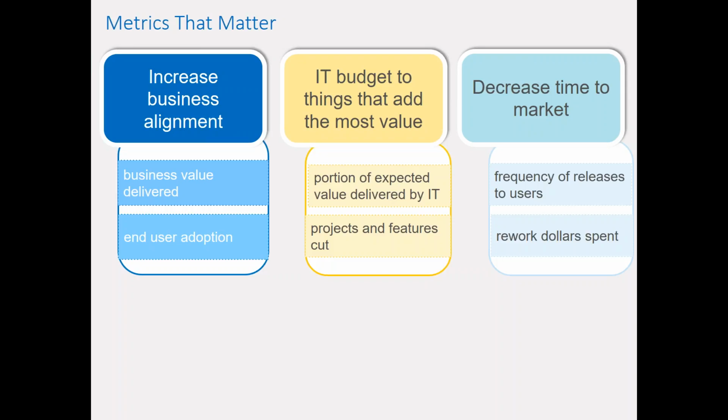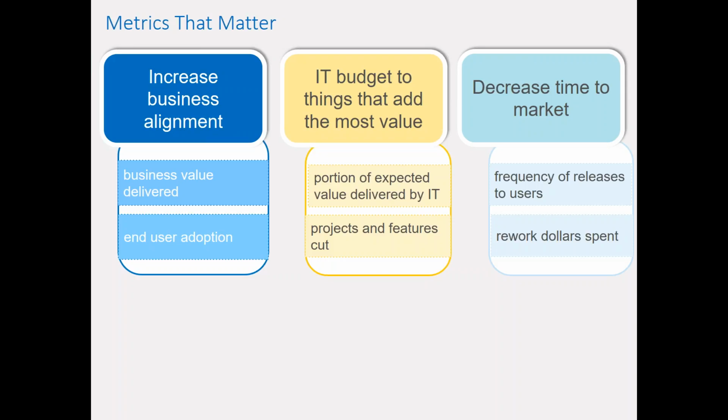All right, on the second category, IT budget is going to shift to those things that add the most value. So in this particular case, we can measure again what portion of the expected value is delivered by IT. Right? If they signed up to deliver $14 million, did they deliver 14, did they deliver 12, or did they deliver 0? And again, you can do that as percentages or not, just depending on how you collect the data.